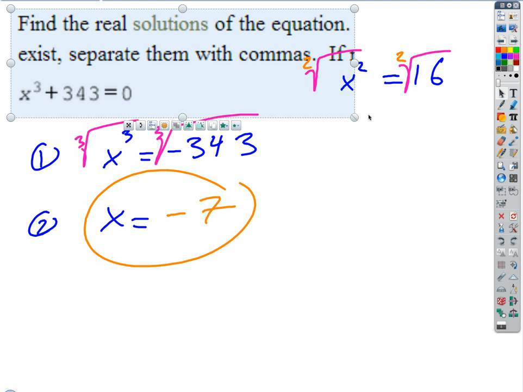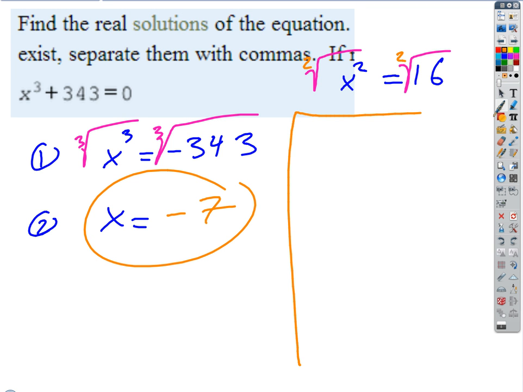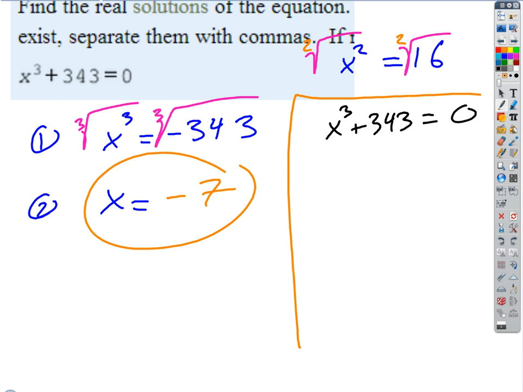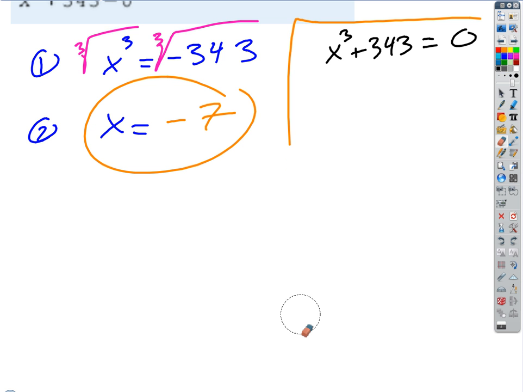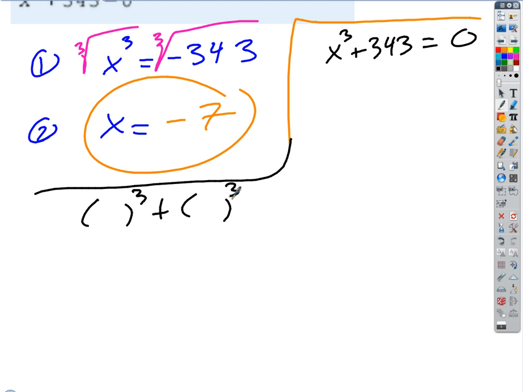You don't have to. I don't care if you do, but I want you to at least see how it works. In a chapter 6 way, to solve this equation, x cubed plus 343 equals 0. Well, I could write that as a sum of cubes, couldn't I? I could write that as something cubed plus something cubed equals 0. What's the first something? X. Second something is a 7, right?